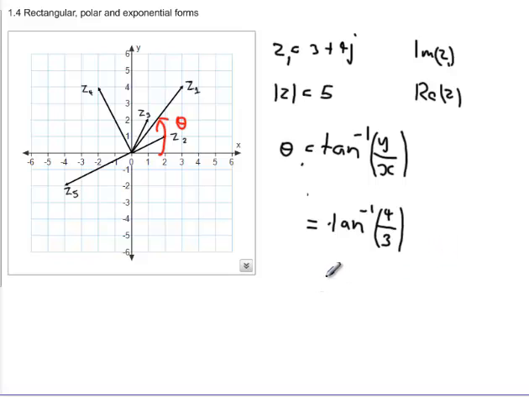Now, notice one thing which is very, very important. You cannot separate this angle and this number from the complex number. There's no way you can tear them apart. I hope you understand what I mean by that. There's no way you can have that complex number 3 plus 4j without having that 5 and that arctan of 4 over 3.